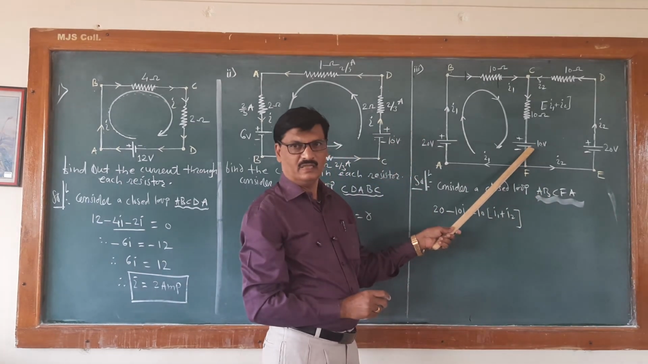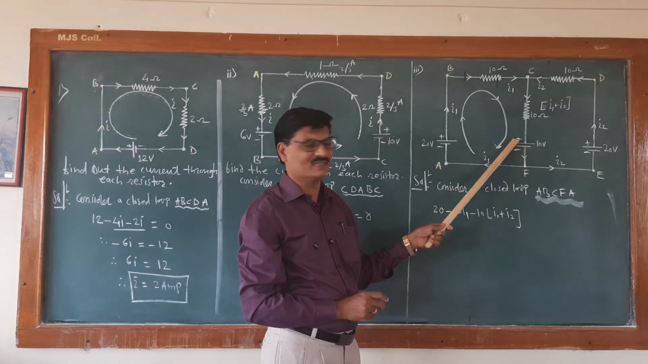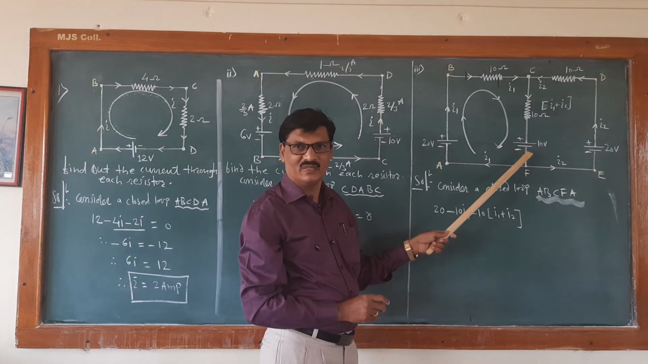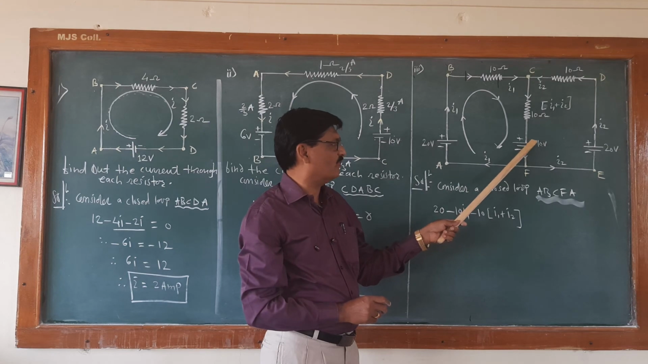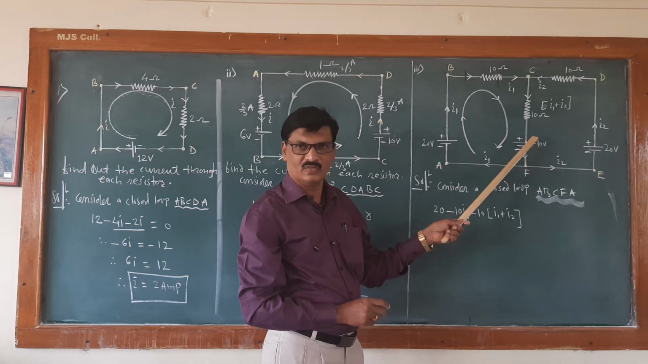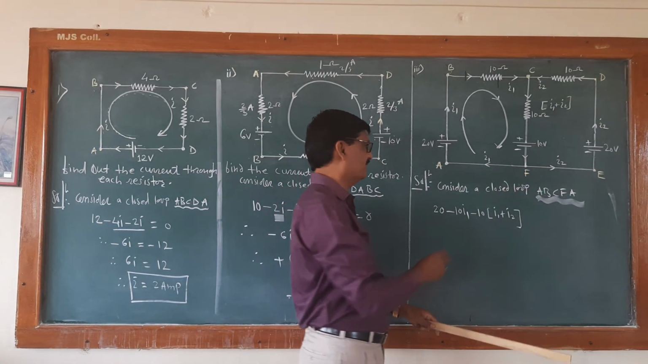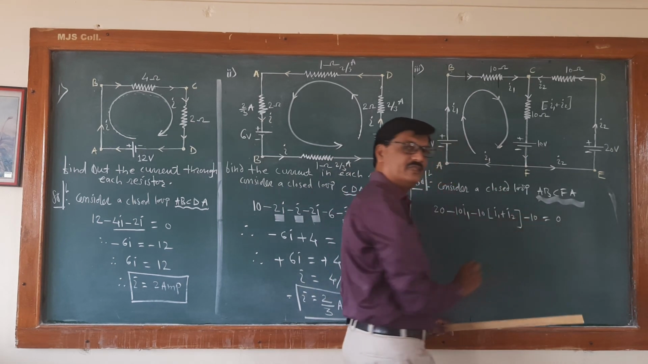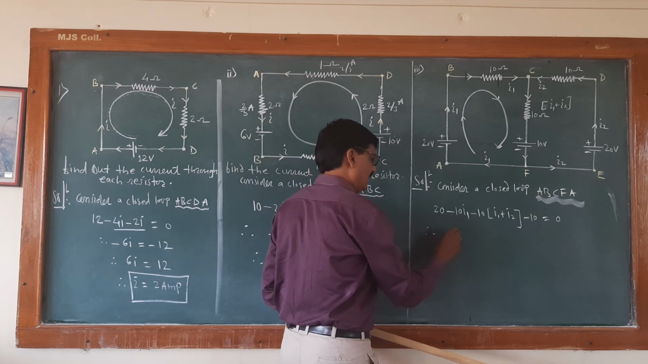Then here EMF is positive and negative. EMF is positive. EMF is negative, that is, if you traverse from positive terminal to negative terminal, higher potential to lower potential, at that time EMF is negative. This becomes minus 10. This is equal to 0. And therefore, I write here minus 10 times I1.